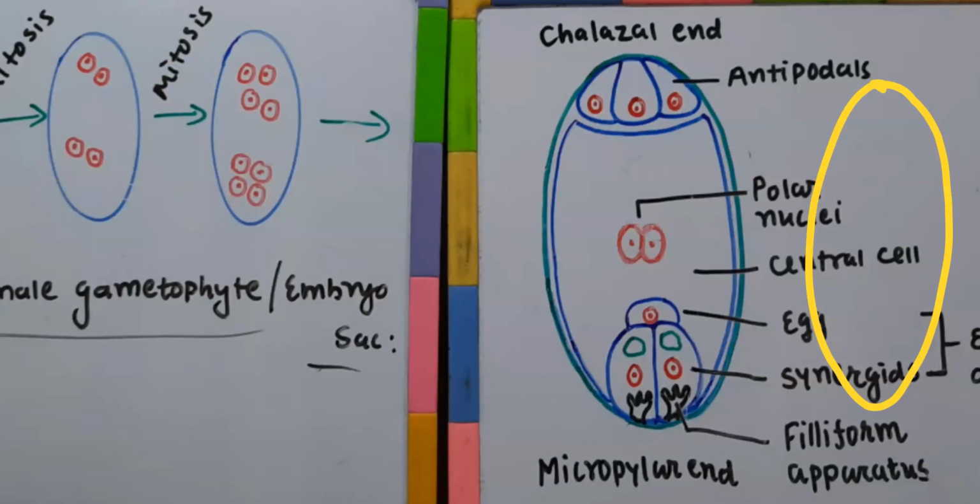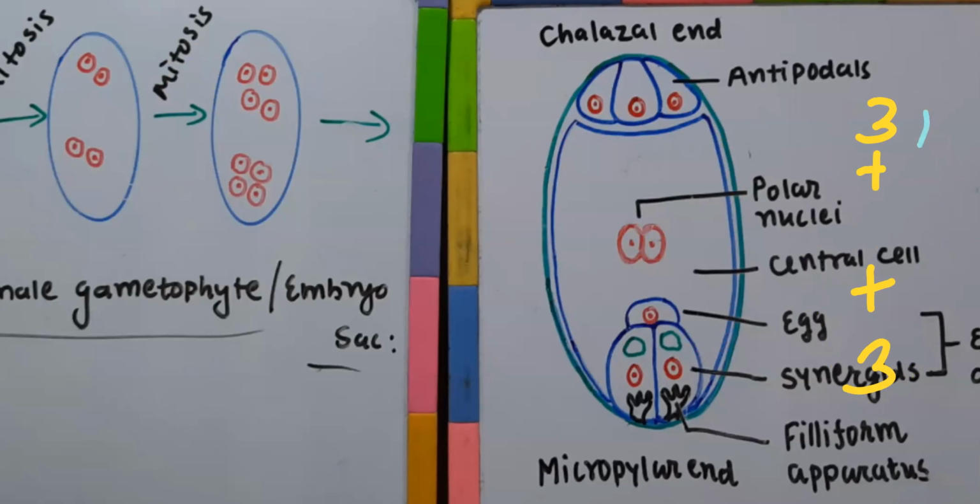A very unique characteristic distribution of these cells takes place within the embryo sac, in which 3 nuclei at the chalaza, 3 nuclei at the micropylar end, and 2 nuclei at the central region of the embryo sac. This pattern of nuclei arrangement is called the 3 plus 2 plus 3 pattern of nuclear arrangement.